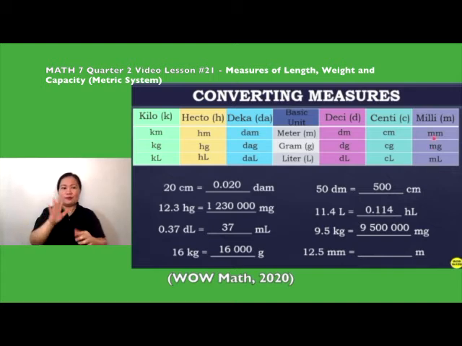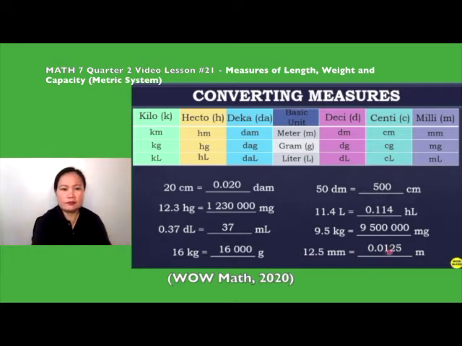So, ito po, millimeters to meters. So, pabalik. 1, 2, 3. Ulit. 1, 2, 3. So, tatlo pa left side. So, from here, 1, 2, 3. May isang bakante. Okay, so the answer is 0.0125 meters.